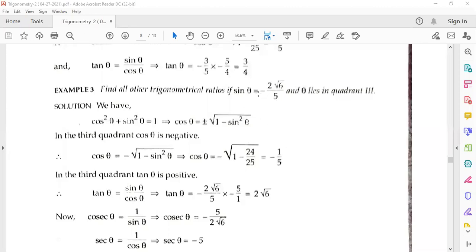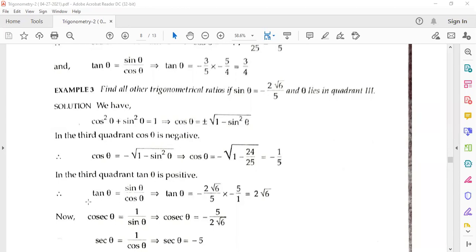Sin theta is given, we got the value of cos theta. So from here we got the value of cosec theta. Cosec theta will be minus 5 by 2 root 6 and cos theta is given minus 1 by 5. So sec theta will be 1 upon minus 1 by 5, that is minus 5. So we got four trigonometrical ratios, that is sin, cos, cosec, sec.